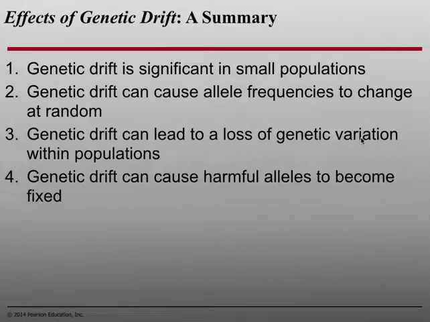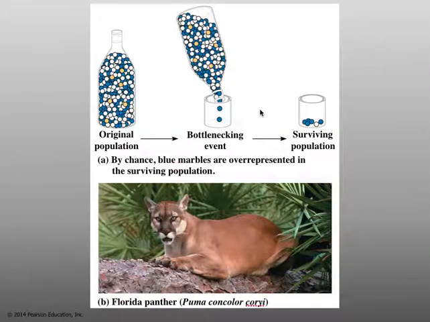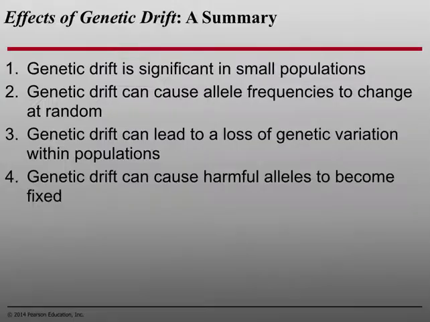And it can lead to a loss of genetic variation, as seen by the founder effect and the bottleneck effect. And genetic drift can cause harmful alleles to become fixed. What I mean by fixed is always present, or the only allele left. Okay? This is very dangerous for certain populations and can lead to extinction.